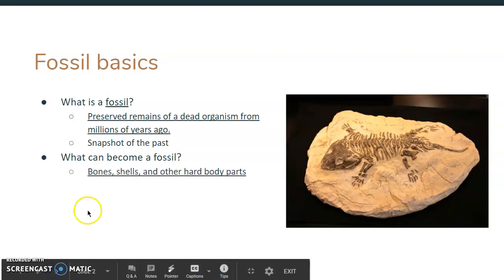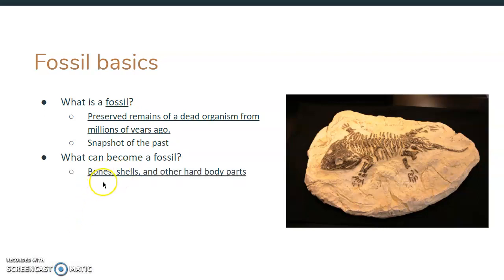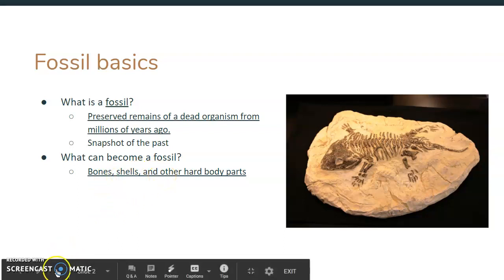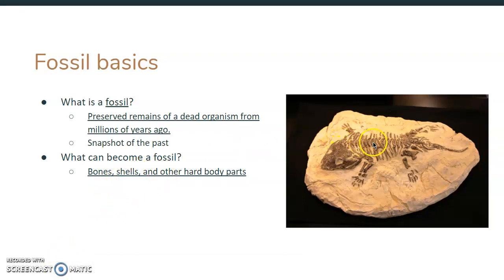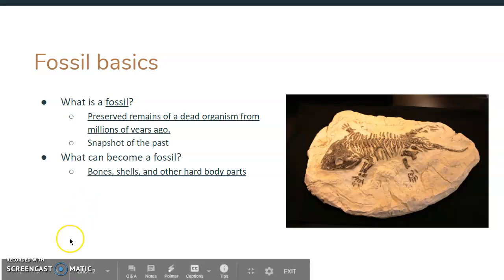But what can become a fossil? Usually bones, shells, or other hard body parts. So a lot of skeletons are what we have remains of. Also, we can see shells. They're actually quite easy to find, different fossilized shells from a long time ago.